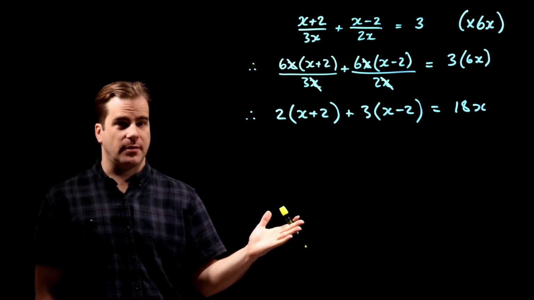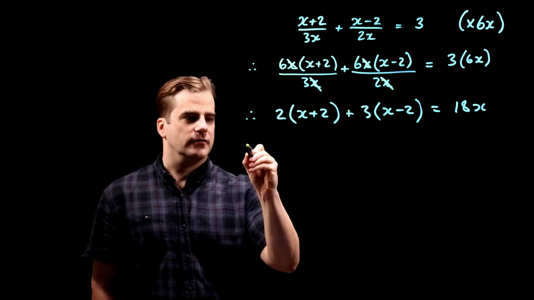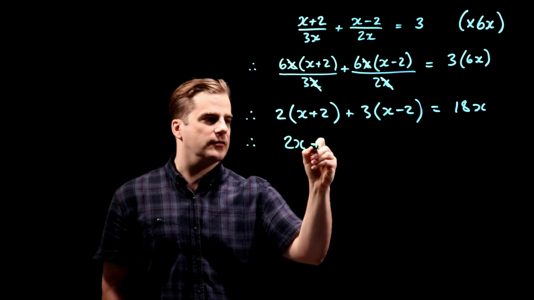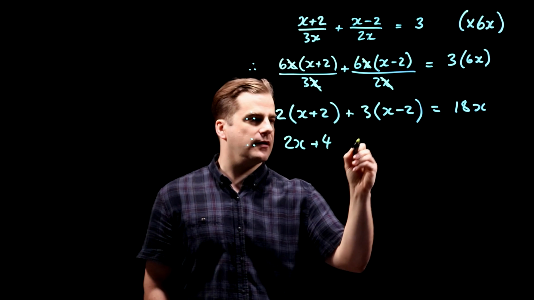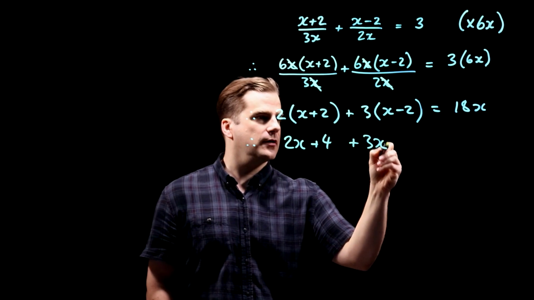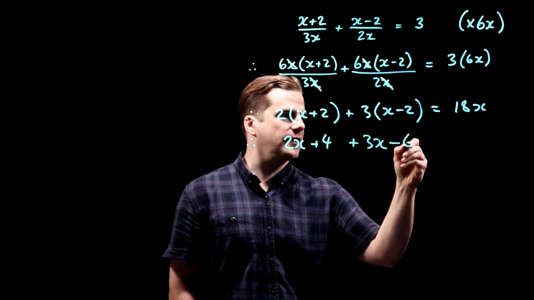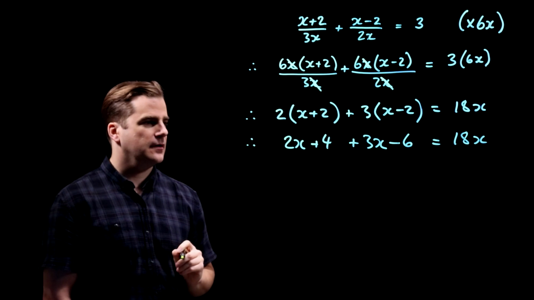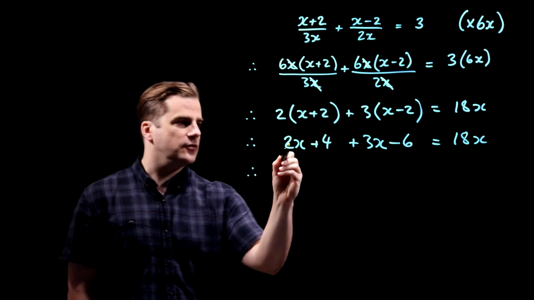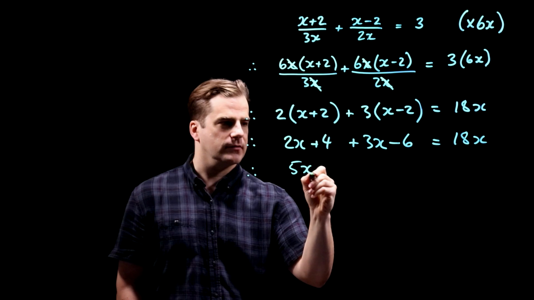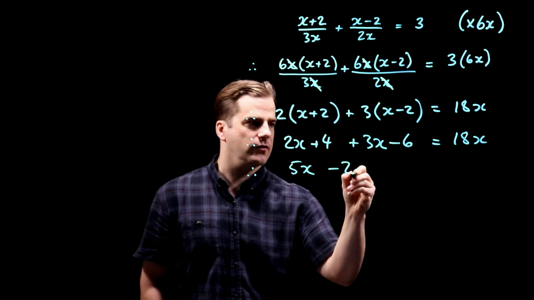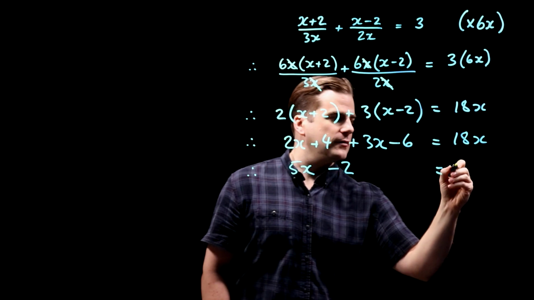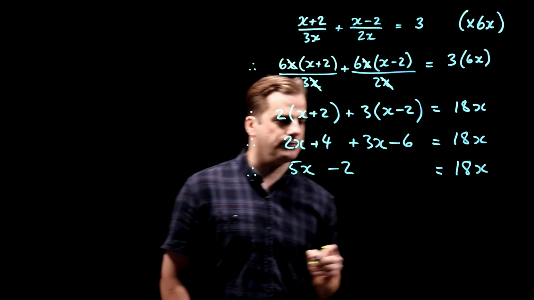Next, we have to multiply out the bracket. So therefore, 2 times x is 2x, 2 times plus 2 is plus 4, plus 3 times x is plus 3x, plus 3 times minus 2 is minus 6, equals 18x. Okay? Gather like terms. 2x plus 3x is 5x, plus 4 minus 6 is minus 2, equals 18x. Notice I've got my equals in a column, good habit.